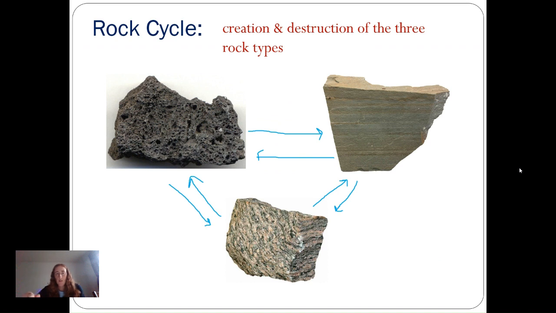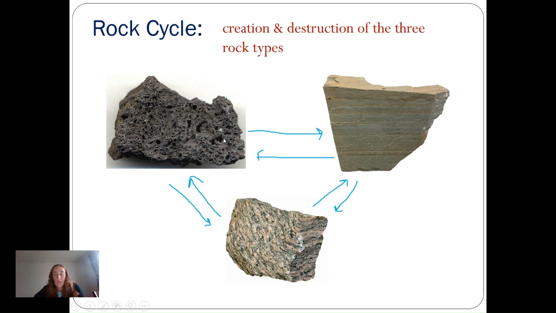Then the last thing that I want to finish up with is the idea of the rock cycle. So the rock cycle is the idea that you can take any rock on Earth's surface and you can turn it into any other rock over time. So the rock cycle is the creation and the destruction of the three rock types. So you can take a basalt from lava, and through certain processes, you could turn it into sandstone. Or you could take sandstone, and through certain processes, you could turn it into basalt.